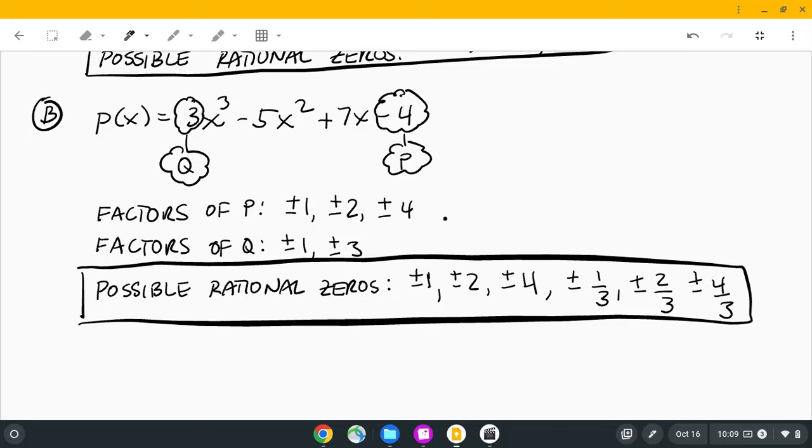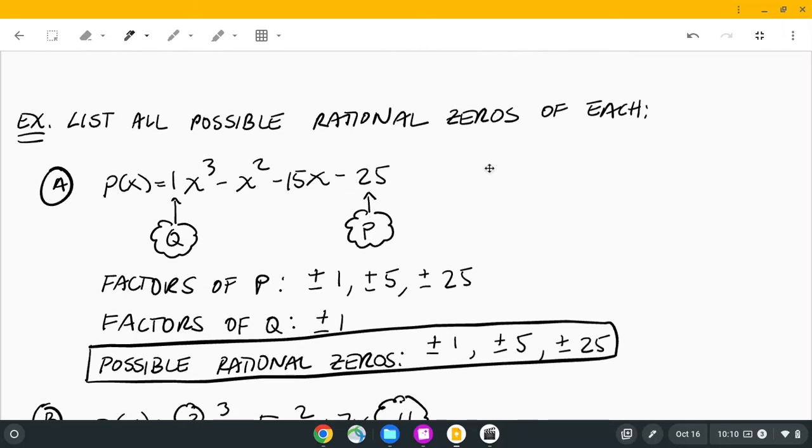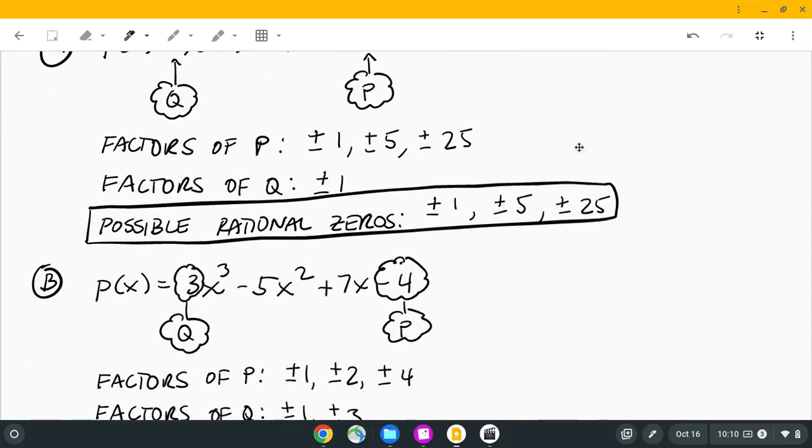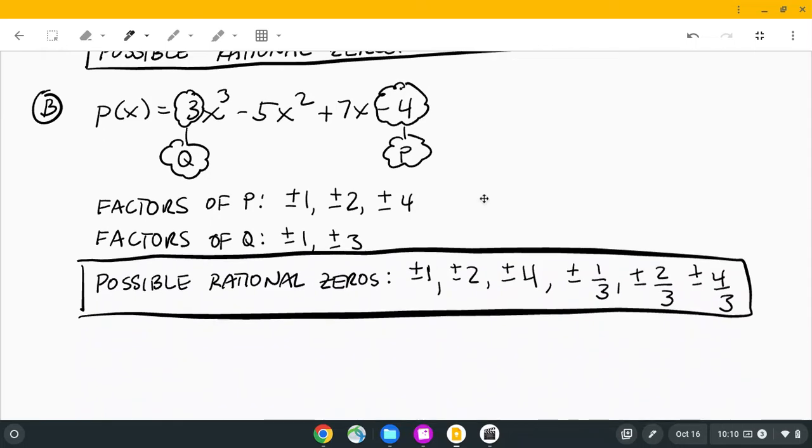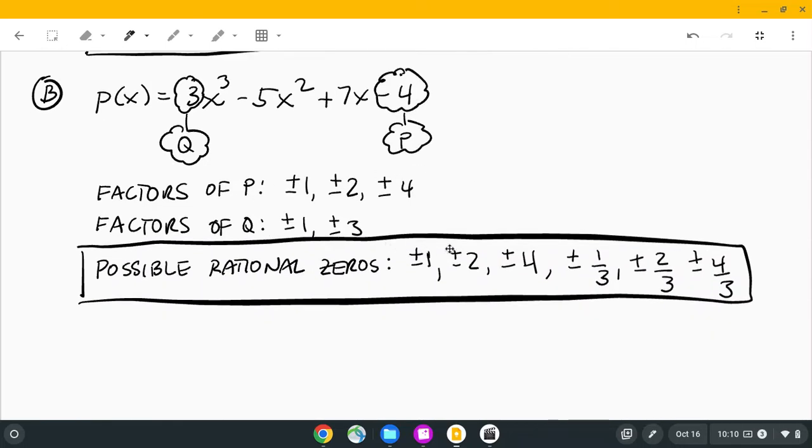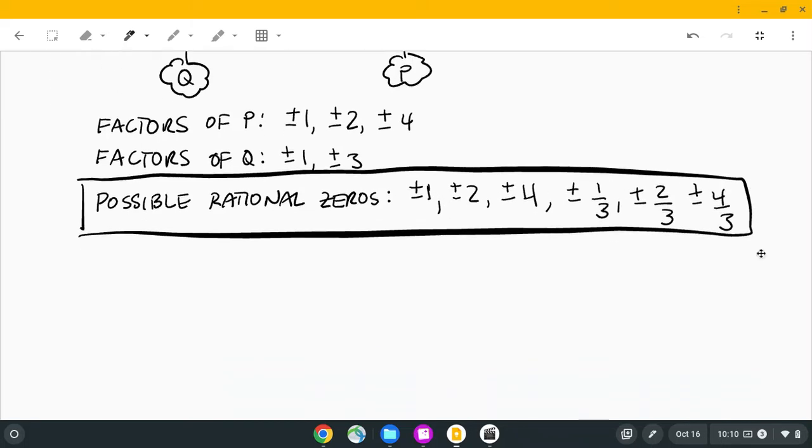So list your possible rational zeros. That's the direction: list all possible rational zeros of each. So that's all you do. You list all the factors of p, all the factors of q, and then you list all the combinations of all the p's over all the q's. 1 over 1, 2 over 1, 4 over 1. 1 over 3, 2 over 3, 4 over 3. But we have the positive and negative of all of those combinations.